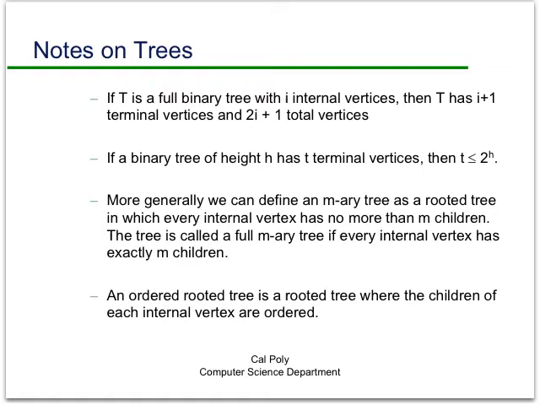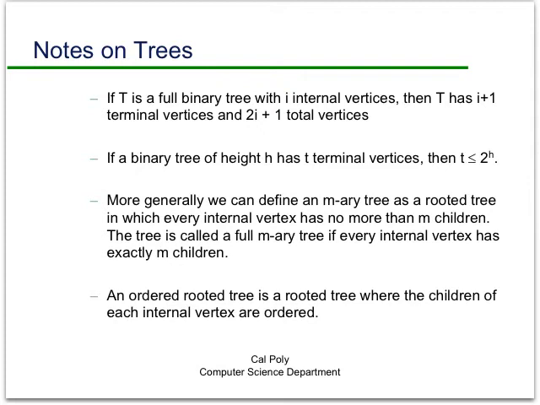We'll talk about this more in later classes. Another way to state what I just said: if you just count the internal vertices, then the tree has 1 more leaf than the number of internal vertices. The number of leaves is 1 more than the number of internal vertices. And so the total number of vertices is 2 times the number of internal vertices, plus that extra 1.